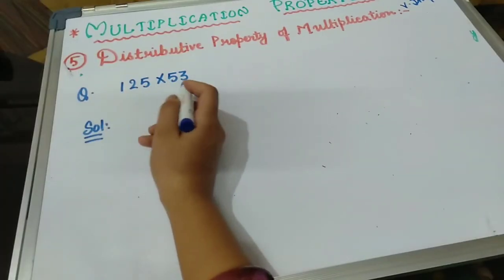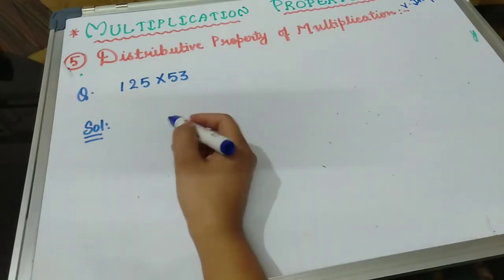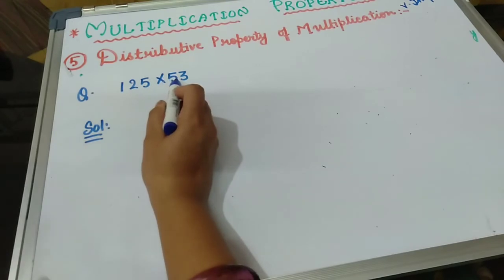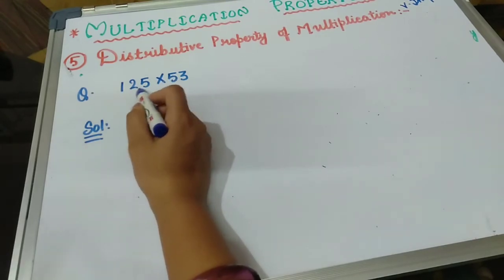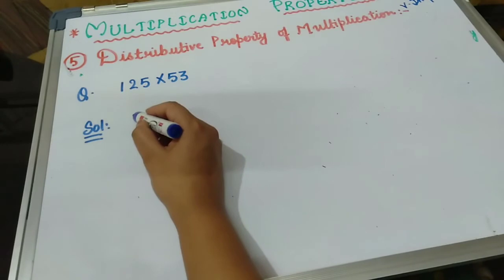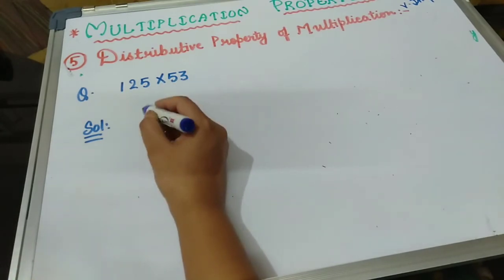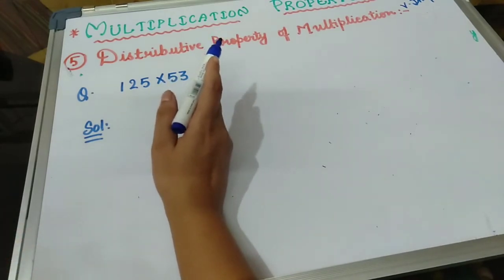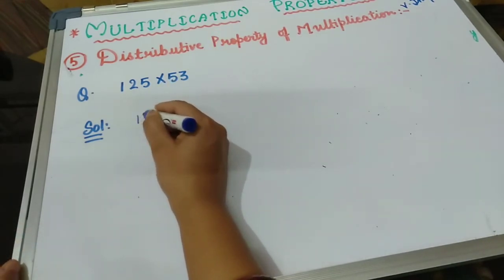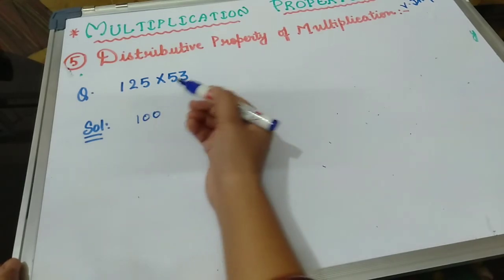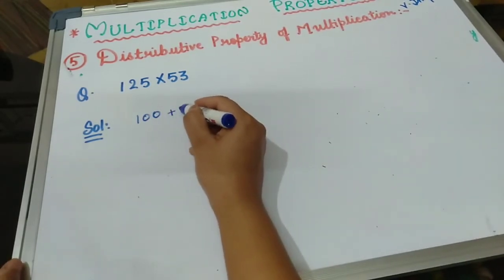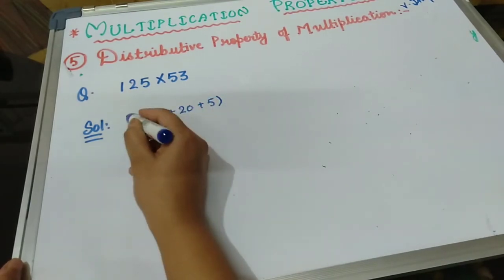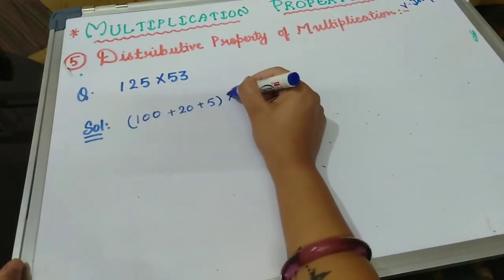Suppose there is a 3-digit number and we have to use this property, so what we will do, we can either expand this number, we can either expand this number. Okay, so we expand it. Once we expanded this number and saw it first. We can expand any number, it is not that we always expand the second number. Now we will write 125 means 100 plus 20 plus 5, you have to write the expanded form. Okay, you will write it in this form. Now multiplied by 53.